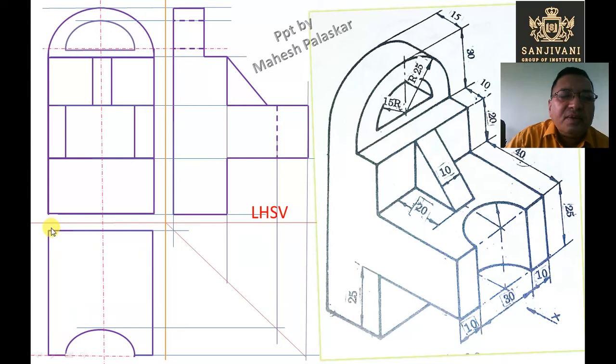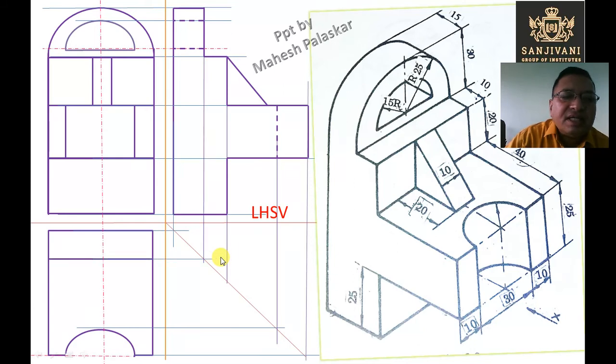Now in the top view, this is seen as a straight line, not a curve, though it is a curve here. It is seen as a straight line from the top. This curve or this semicircle is seen in the front view, not in the top view or the side view. Now let us go ahead to continue with the top view.